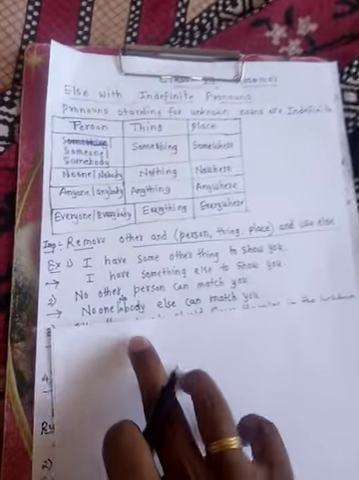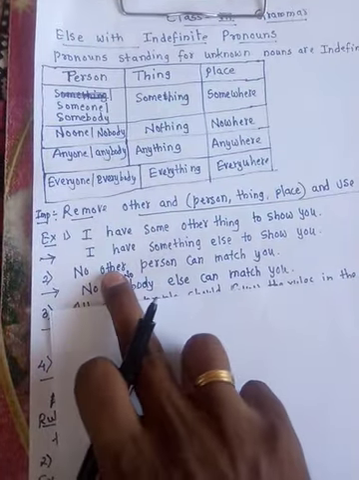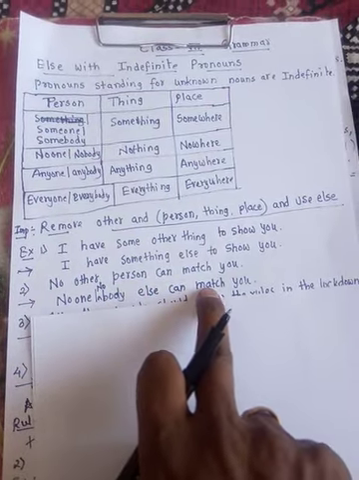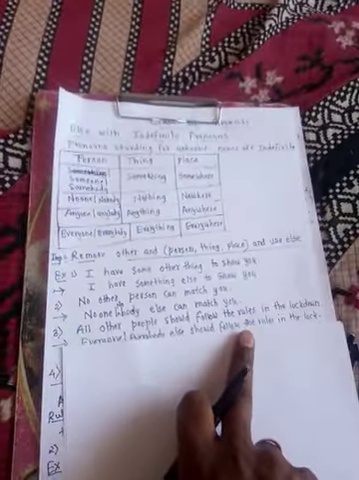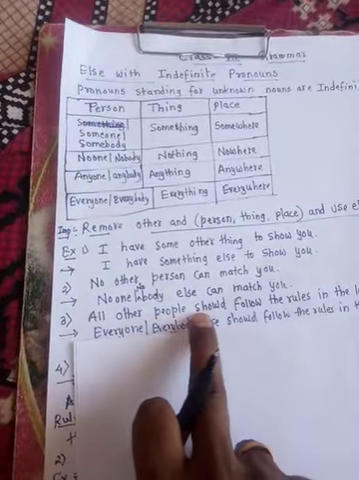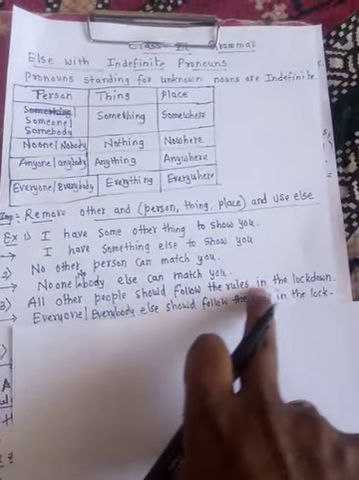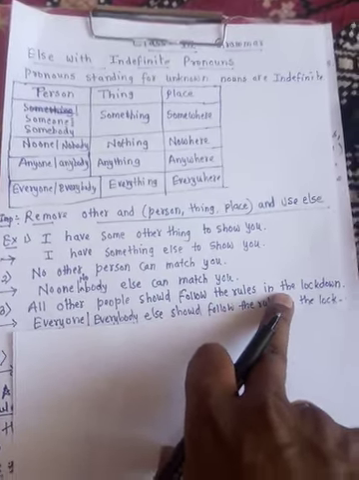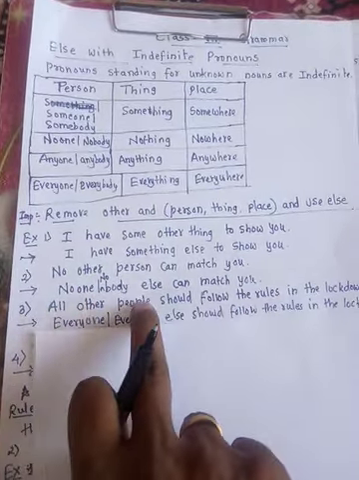So no one or nobody, and immediately after that you have to use else. Nobody else can match you, like this. Now all other people should follow the rules in the lockdown. Now situation is very bad outside, so we should follow the rules. Now see here, all other people.